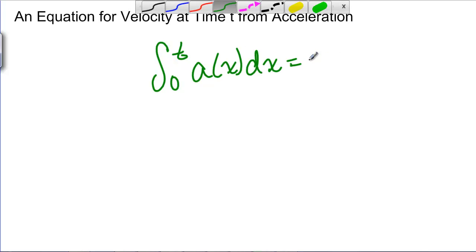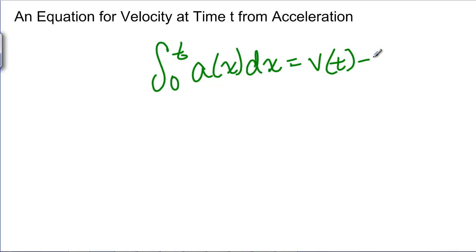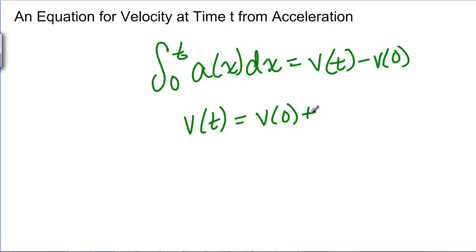Similarly, you can do the exact same thing to get velocity from acceleration. The integral from 0 to t of the acceleration function, in terms of some other variable, let's say x, is the velocity function at t minus the velocity function at 0. So solving for v(t), we get that v(t) is the initial velocity plus the integral from 0 to t of the acceleration function. This works exactly the same way as before.